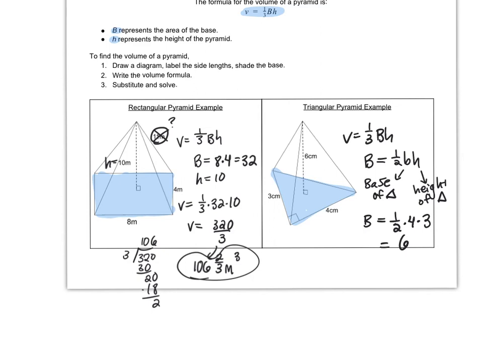Now what's the height of the pyramid? That would be 6, right up here. Not to be confused with the height of my triangle. So my volume is going to be equal to 1/3 times 6 times 6. So 1/3 times the area of the base times the height. So that's 1/3 times 36. Well, what is 1/3 of 36? 36 divided by 3. That would be 12. So this is 12 cubic centimeters.